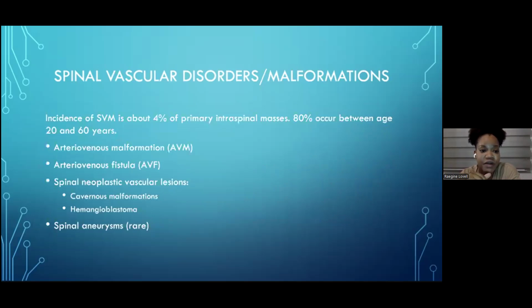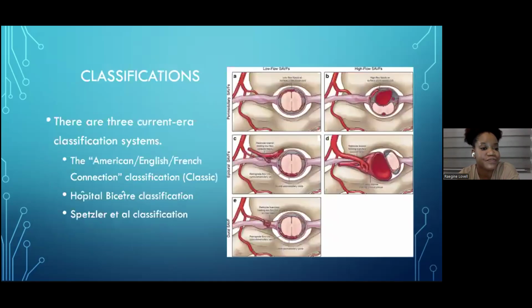Spinal vascular disorders are often also referred to as spinal AVMs, which technically refers to a subset of the spinal vascular disorders. Incidence of SVMs is about 4% of primary intraspinal masses, and 80% occur between the ages of 20 to 60 years. Some of the disorders we'll be talking about are AVM, so arteriovenous malformation, arteriovenous fistulae, spinal neoplastic vascular lesions, which include cavernous malformations and hemangioblastoma, and then we'll touch on spinal aneurysm, which is very rare.